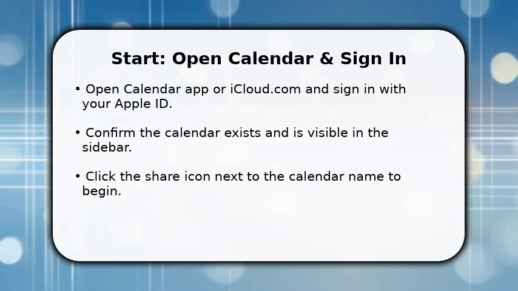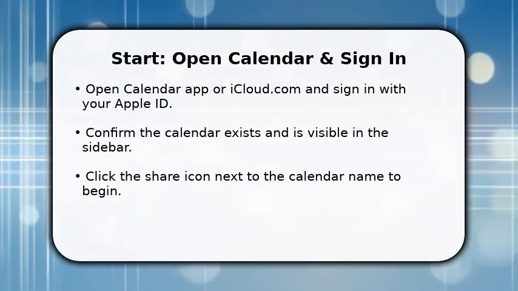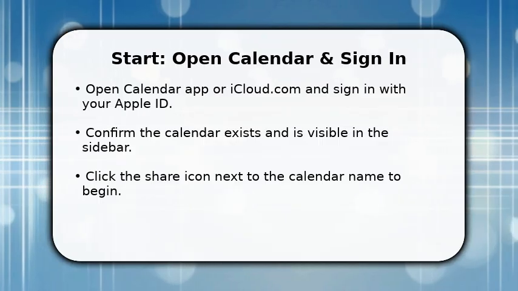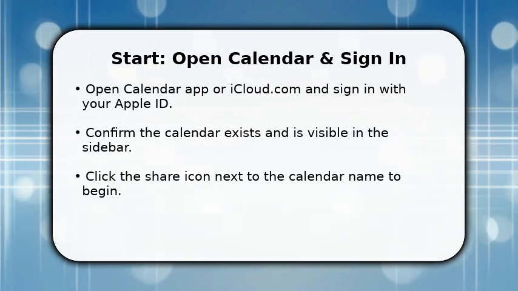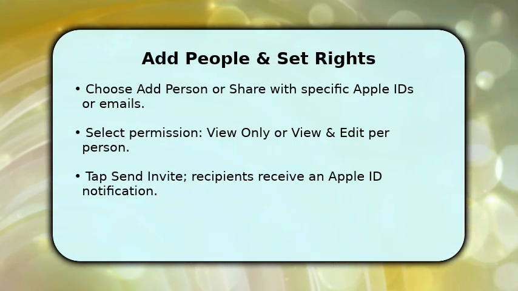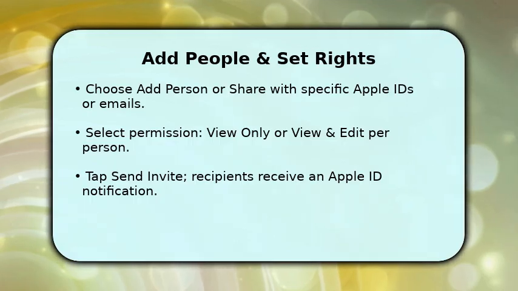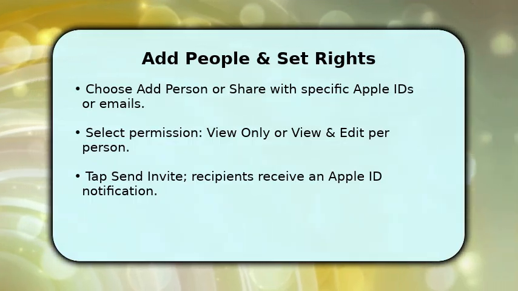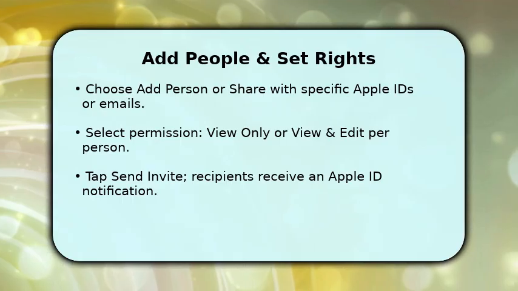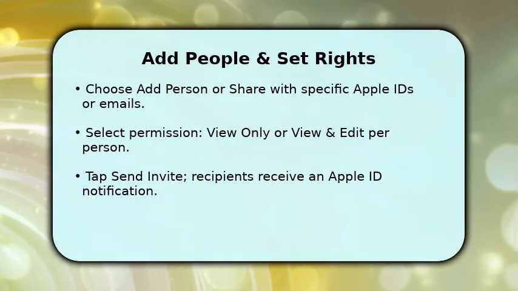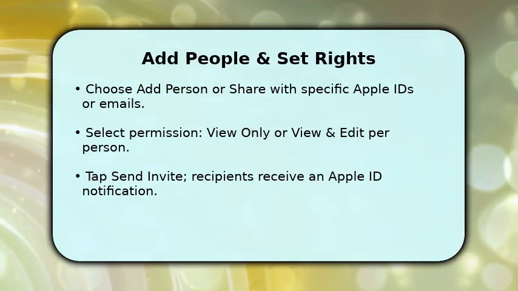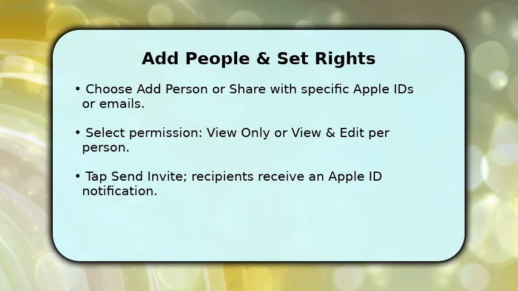This step initiates permission control so you can manage who sees events and who can edit them, an important decision before sending invites. Once the share panel appears, choose Add Person and type the recipient's Apple ID email or phone number linked to their Apple ID. Make sure to select the correct permission level.